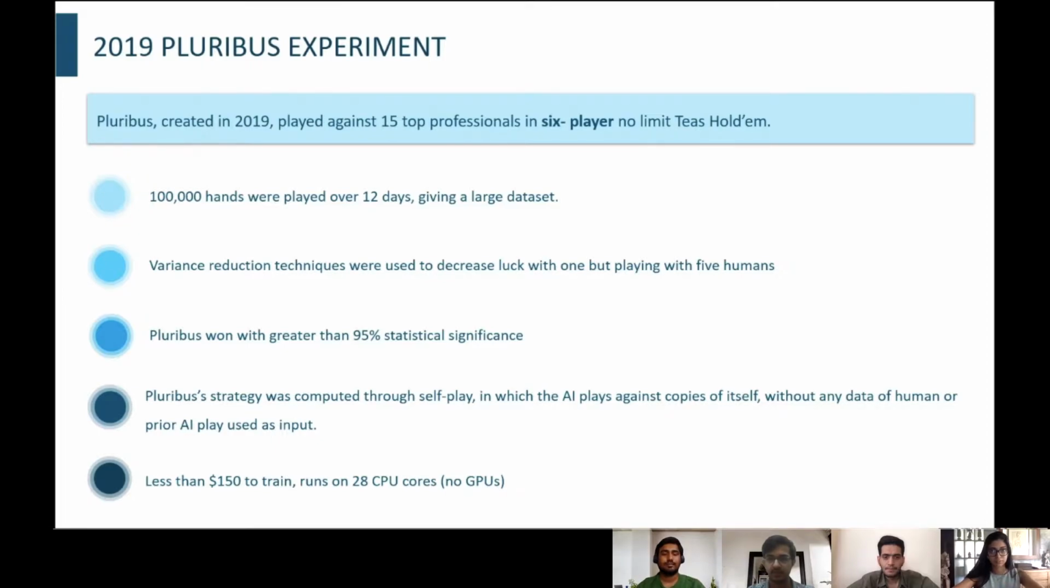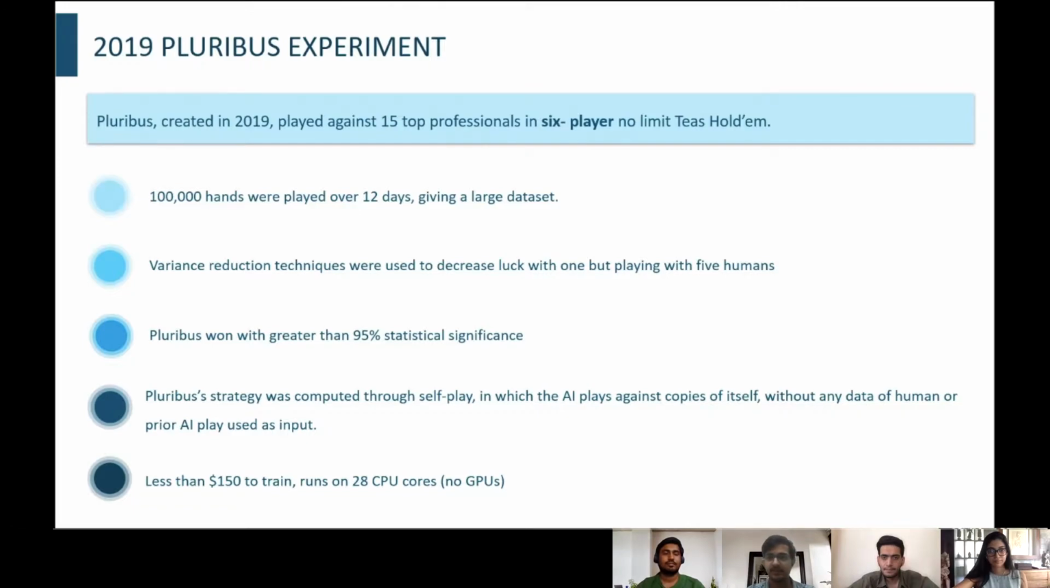What's interesting about Pluribus is that despite the massive increase in the size of the game, Pluribus was much cheaper to train and to run than Libratus. In fact, to train Pluribus on a cloud service like AWS would cost less than 150 US dollars, and running it in real time used only a 28-core CPU and no GPUs were required.